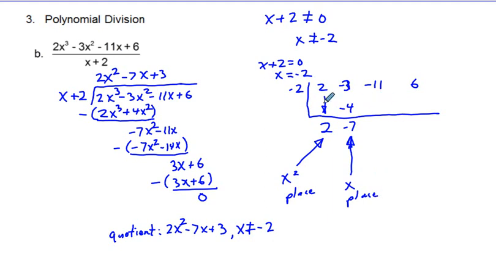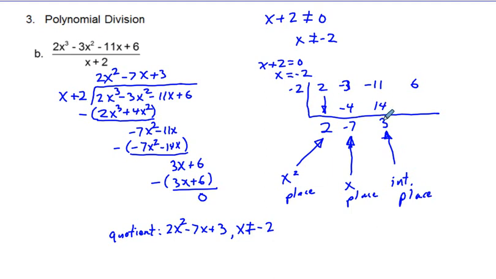And then we take negative 2 times negative 7, it's going to be 14. Negative 11 plus 14 is 3. And this is going to be the number place, and I'm going to call this integer place. I'm going to abbreviate integer place.